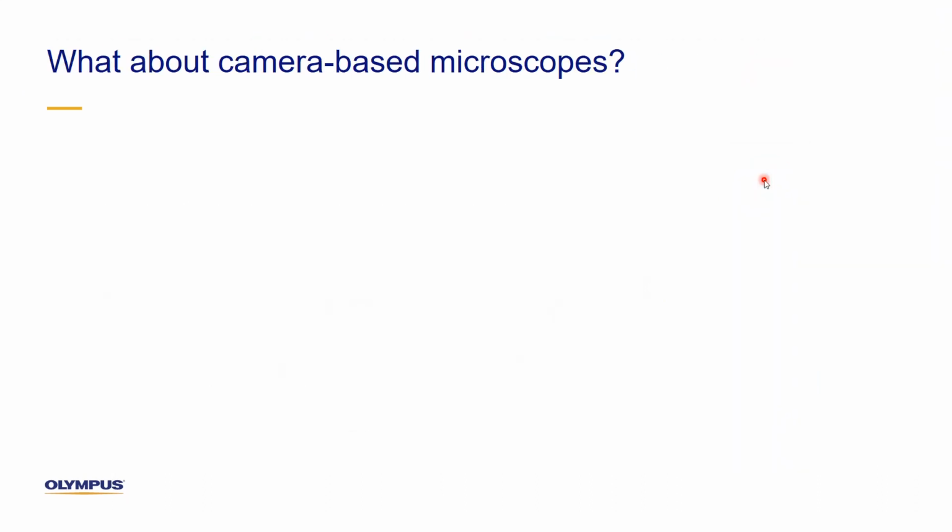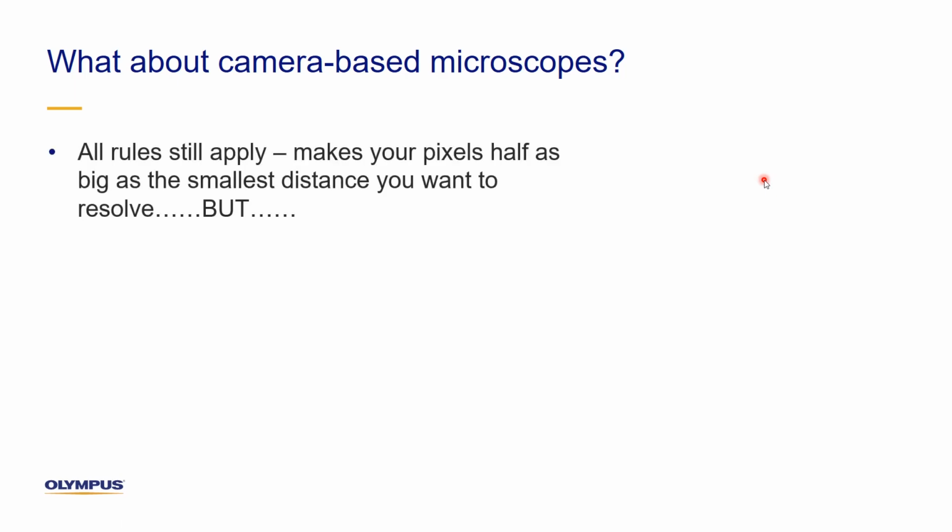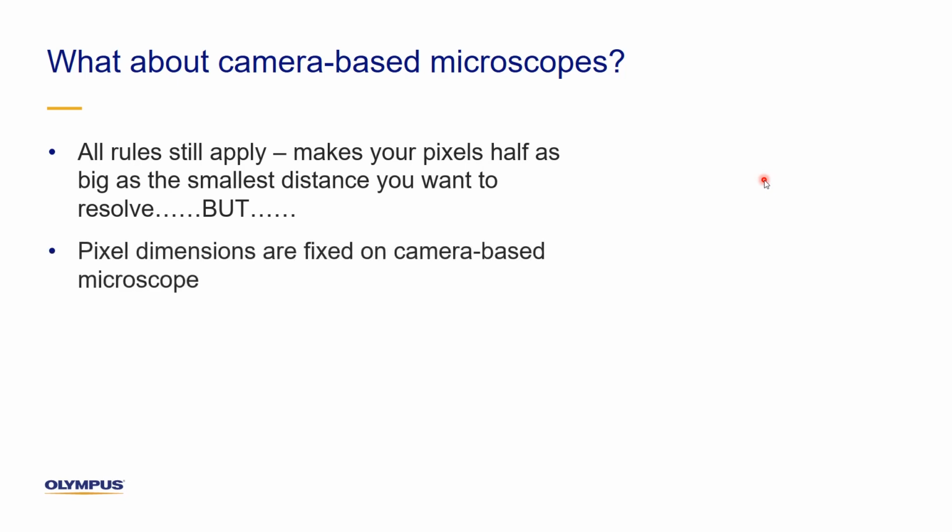Now, everything I discussed thus far was all related to laser scanning microscopes. Again, because on a laser scanning microscope, you can pick your pixel size. But what about camera-based microscopes? Now, just because a camera-based microscope does not really have a zoom ratio that you can control, all the rules still apply. You still need to make sure that your pixels in your image are half as big as the smallest distance you want to resolve. Okay? But again, with a camera, you can't zoom. So all the pixel dimensions are fixed on a camera-based microscope.